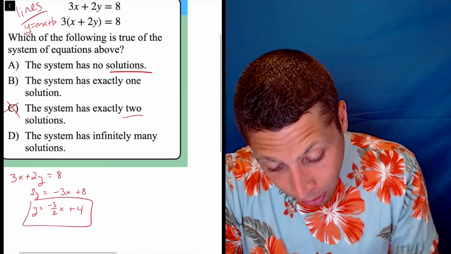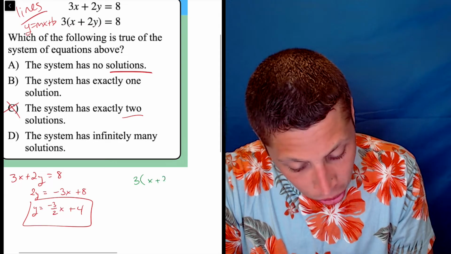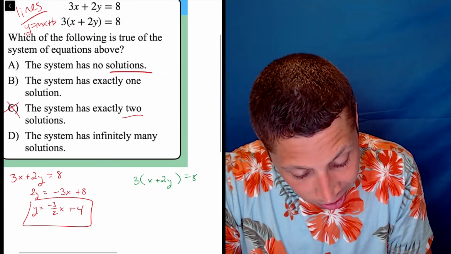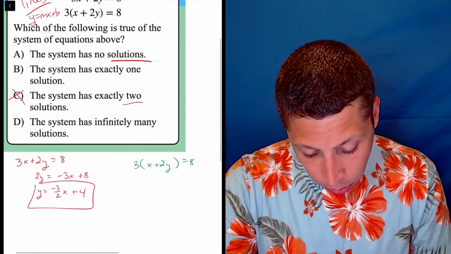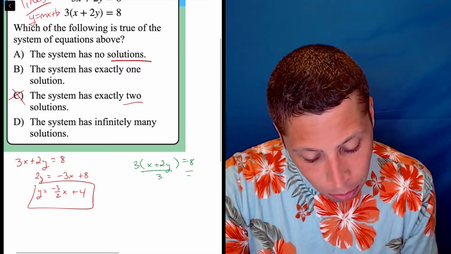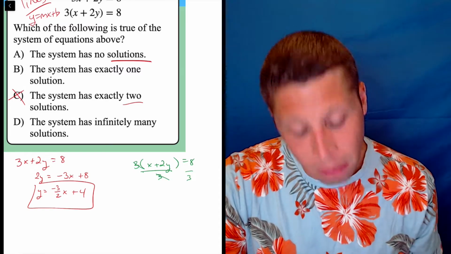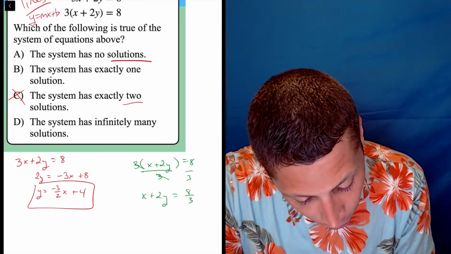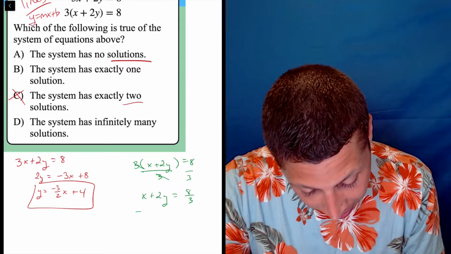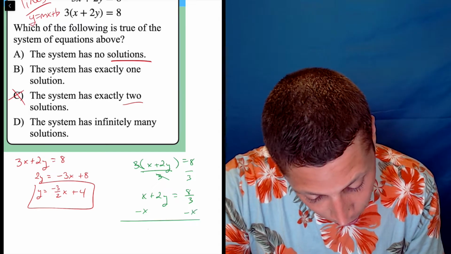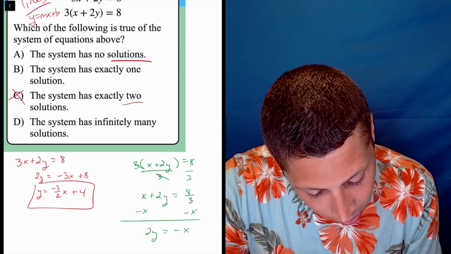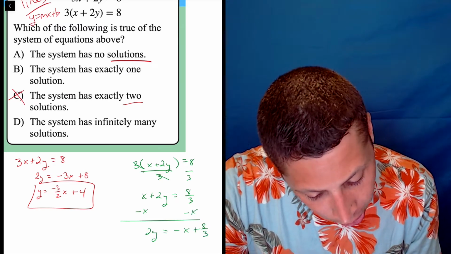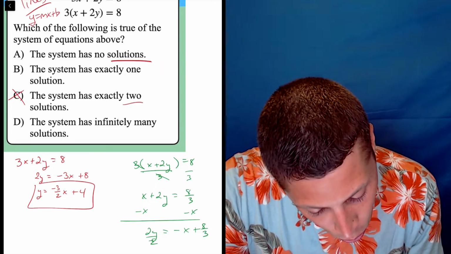For my other equation, I'm going to need to do a little distribution, but the process is largely the same. In fact, I'm not even going to bother with the distribution. I'm going to start by dividing both sides by 3 just to make that go away and make it easier. So x plus 2y is equal to 8/3. That fraction does not bother me. It's not going to end up mattering. I'm going to subtract x from both sides: 2y is equal to negative x plus 8/3.